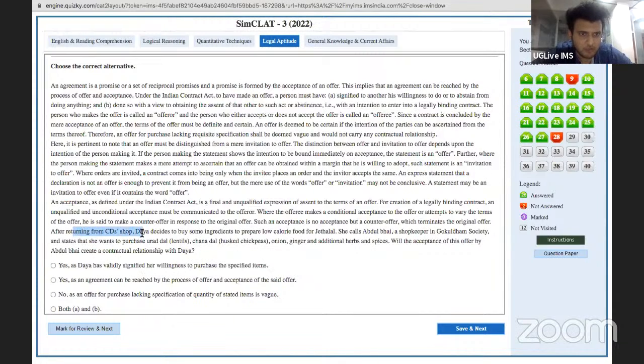After returning from the CD shop, Daya decides to buy some ingredients to prepare low-calorie food for Jethalal. She calls Abdul Bhai, a shopkeeper in Gokuldham Society, and states that she wants to purchase urad dal, chana dal, onion, ginger, and additional herbs and spices. Will the acceptance of this offer by Abdul Bhai create a contractual relationship?